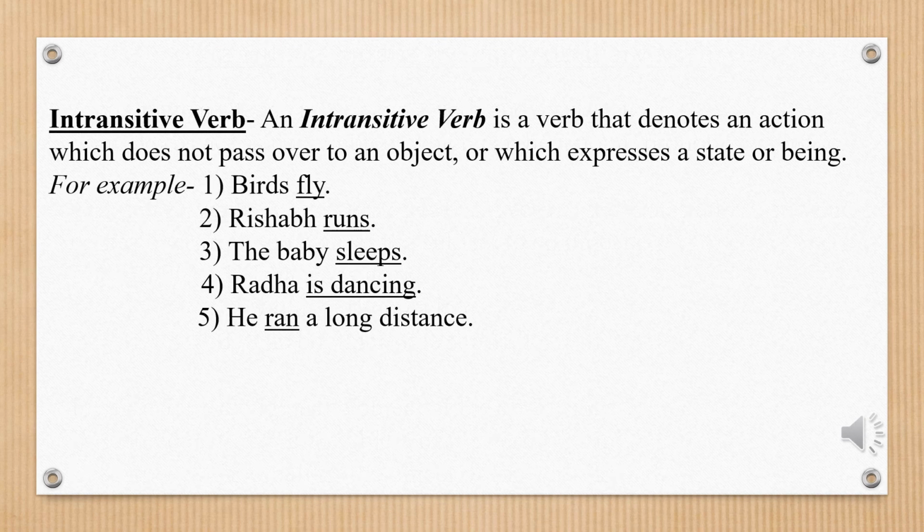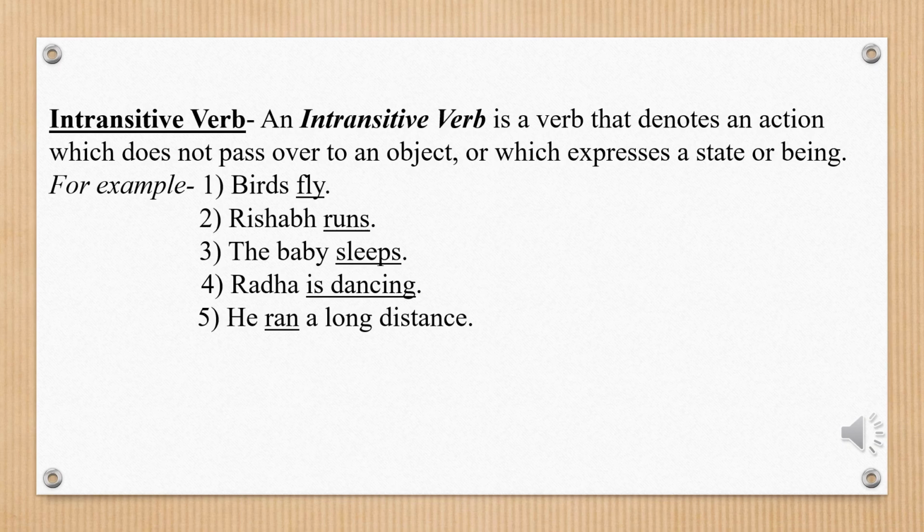In intransitive verbs, see the definition first. An intransitive verb is a verb that denotes an action which does not pass over to an object or which expresses a state or being. Note that the action in an intransitive verb does not pass to an object, or these verbs express a state or being. Look at the examples.